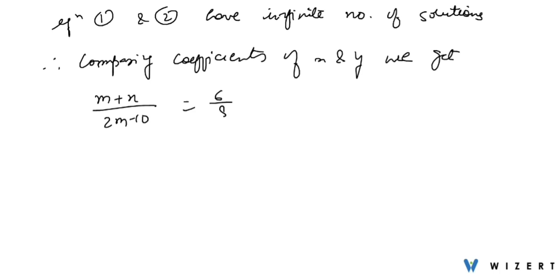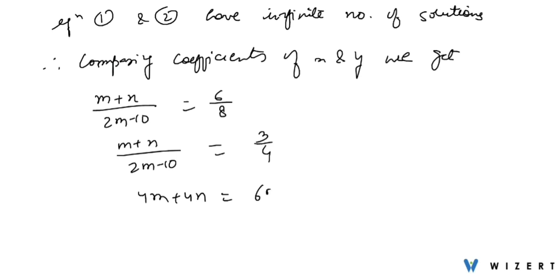So after comparing the coefficient of x in the first equation, we will get 4m plus 4n equal to 6m minus 30, or you can say 2m minus 4n equal to 30. So let this be the third equation.